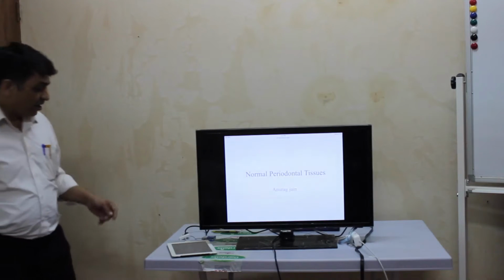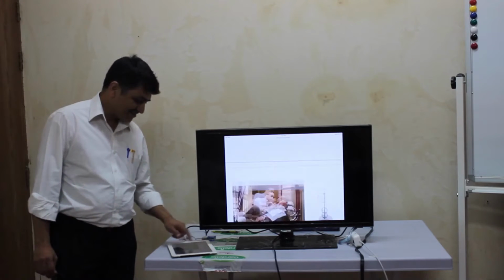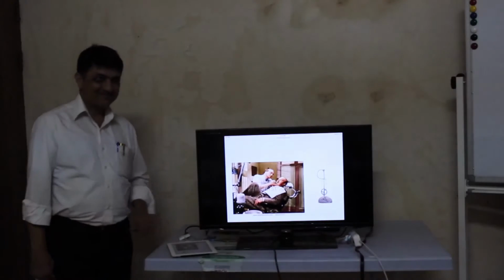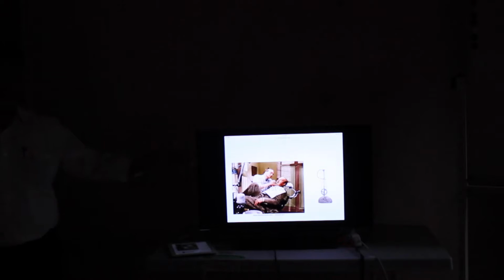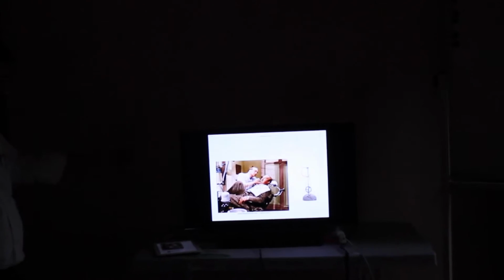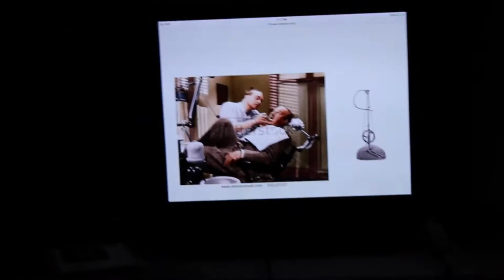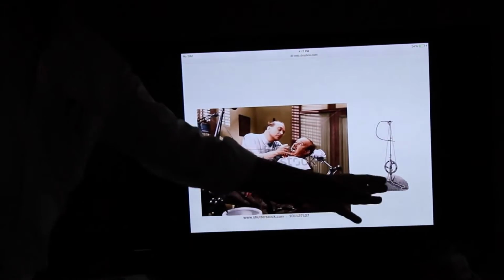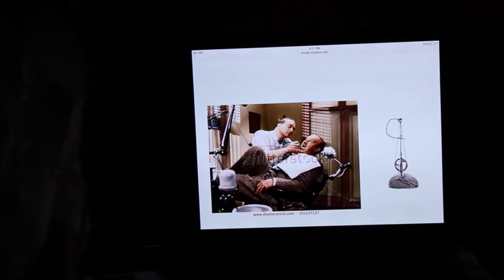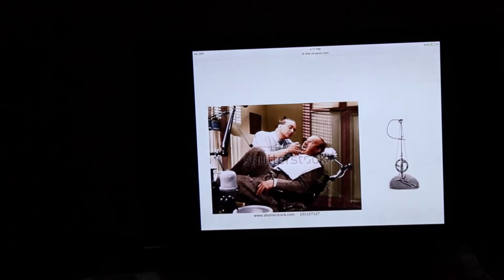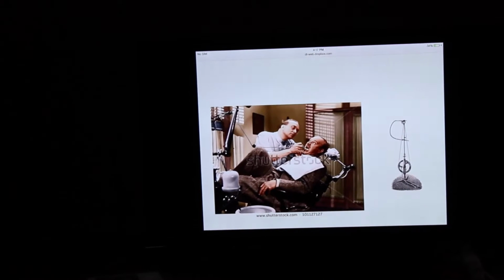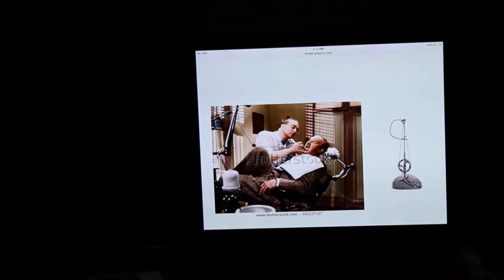Okay. See, the first slide is an old dentistry picture. Can you see a dentist with a cord? This is an electric engine, and this is a foot engine. I have seen this foot engine. It was actually used by our senior batch. They were using these foot engines. They really needed strong neck muscles.